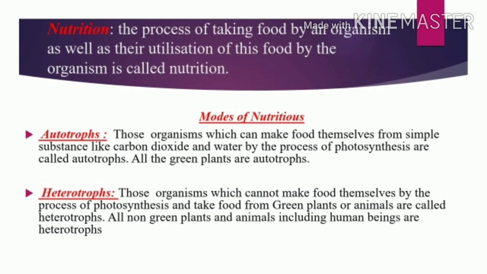So the major criterion of being an autotroph is that autotrophs have a special pigment known as chlorophyll. So what is chlorophyll? Chlorophyll is a green pigment present in the leaves of the plant which enables the plant to absorb the solar energy and convert it into chemical energy for preparing food.